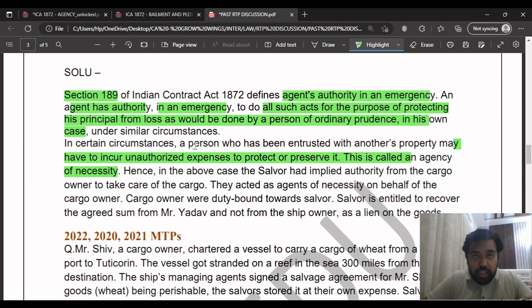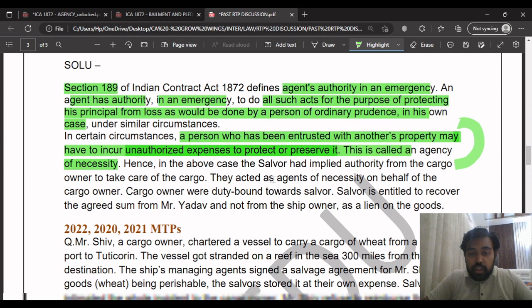What is this? What they are saying is, in certain circumstances, a person who has been entrusted with another's property may have to incur unauthorized expenses to protect or to preserve it. The agent, to whom the principal gave the cargo, has to incur the expenses to protect or preserve it just as a person of ordinary prudence would do for himself. That's what they are saying. This is called agency of necessity. You have to write these two sentences, because they explain agency of necessity there.